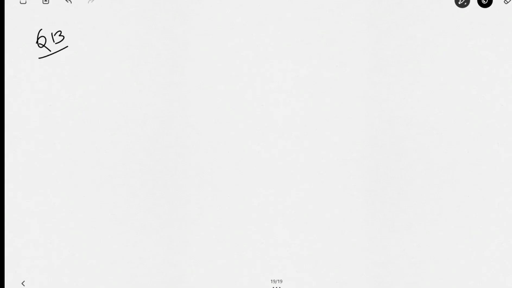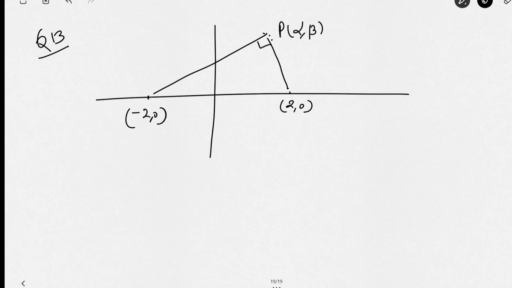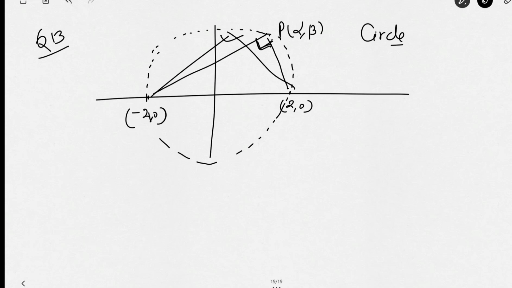Question 13. So 2 points are given, 2 0 and negative 2 0. The point P, let's say alpha and beta, is making right angle, and whenever it moves, it is always making right angle. So if you're familiar with this circle in your basic geometry, the locus will be obviously circle, because it makes 90 degree wherever you move on this. But anyway, let's try to figure out what is the equation of that circle.